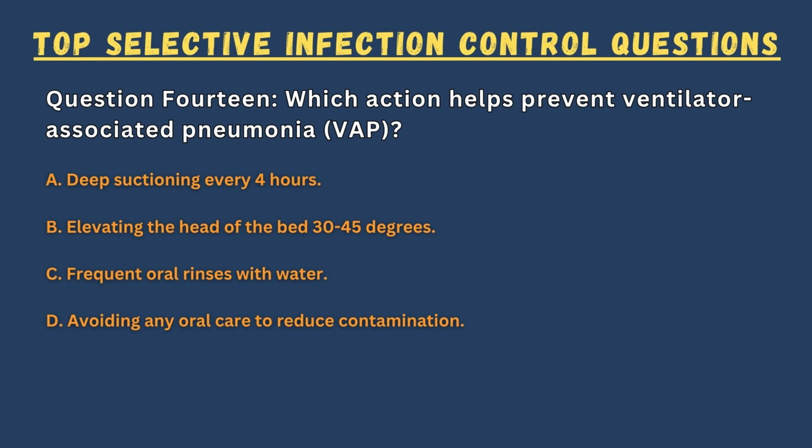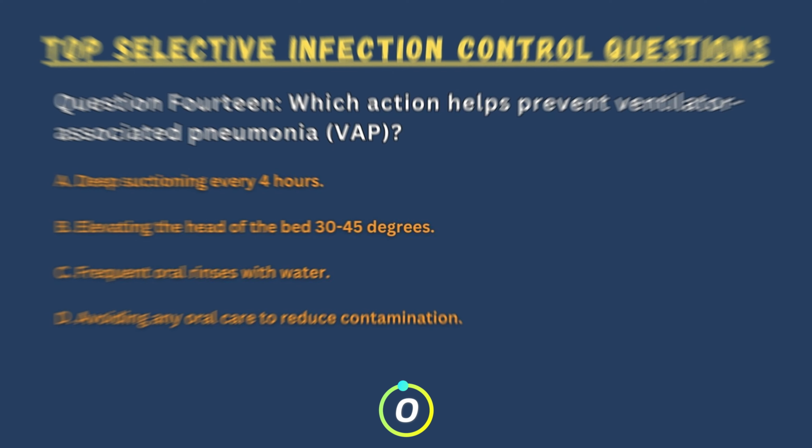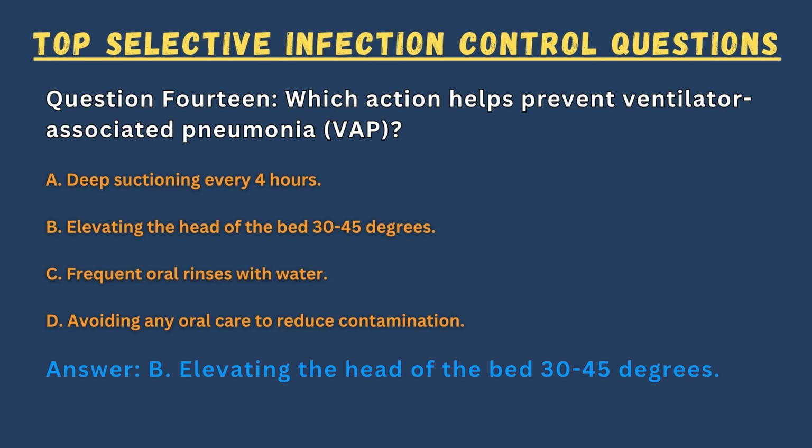Question 14. Which action helps prevent ventilator-associated pneumonia (VAP)? A. Deep suctioning every 4 hours. B. Elevating the head of the bed 30 to 45 degrees. C. Frequent oral rinses with water. D. Avoiding any oral care to reduce contamination. Answer: B. Elevating the head of the bed 30 to 45 degrees.